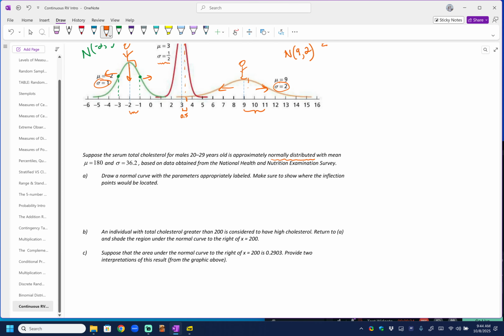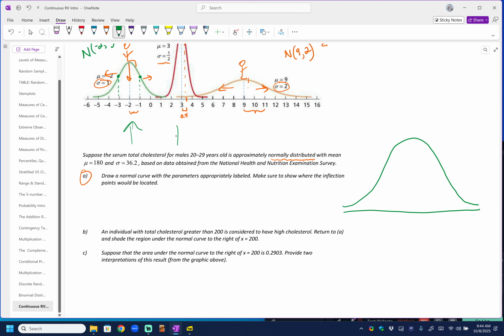It says draw a normal curve with the parameters appropriately labeled. Make sure to show where the inflection points would be located. Okay, we can just draw a generic curve for this. Let me make a bigger one over here. Okay, generic curve. You don't have to be super specific by going into skinny, fat, whatever.